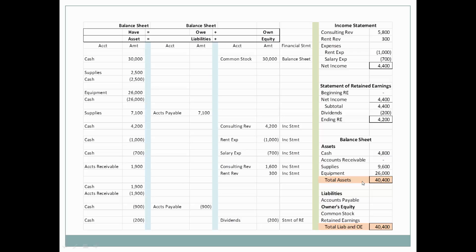So we can see that our total assets should equal our total liabilities and owner's equity, right? Because what we have is equal to what we owe and what we own. Assets are equal to liabilities and owner's equity. So we can see that this is actually the calculation of the balance sheet.